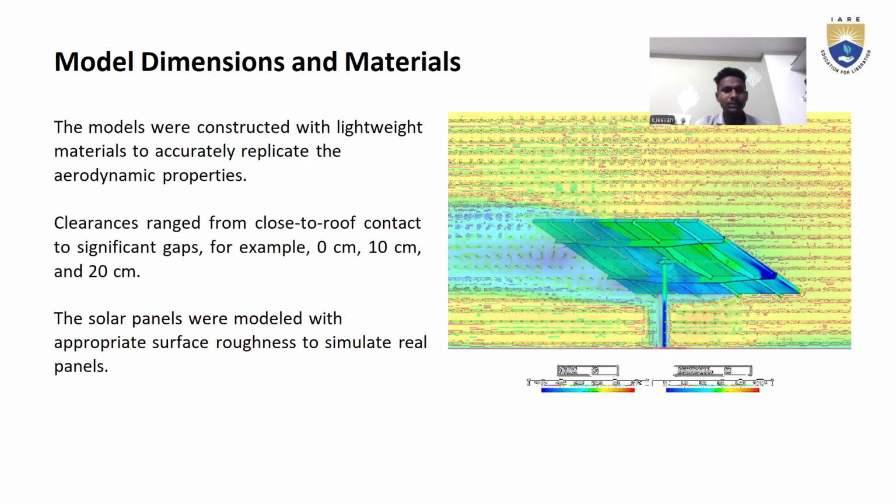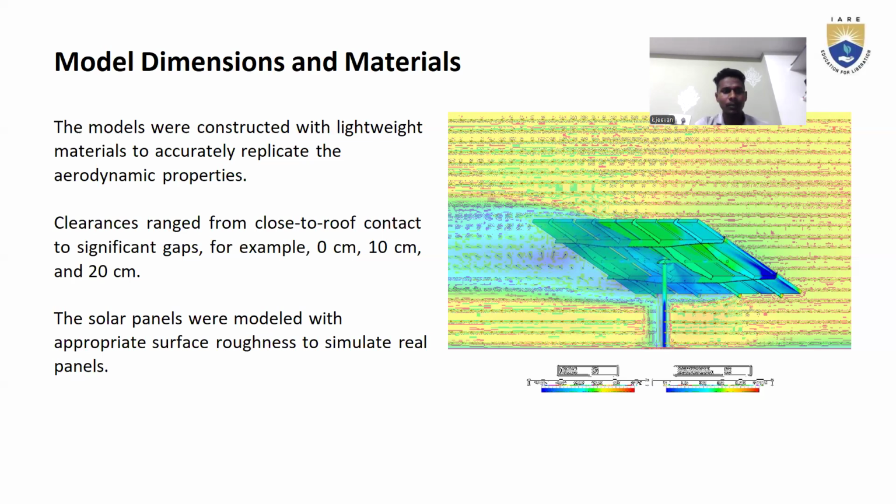Model dimensions and materials. The models were constructed with lightweight materials to accurately replicate the aerodynamic properties. Clearance ranged from close to roof contact to significant gaps, for example, 0 centimeters, 10 centimeters, 20 centimeters. The solar panels were modeled with appropriate surface roughness to simulate real panels.